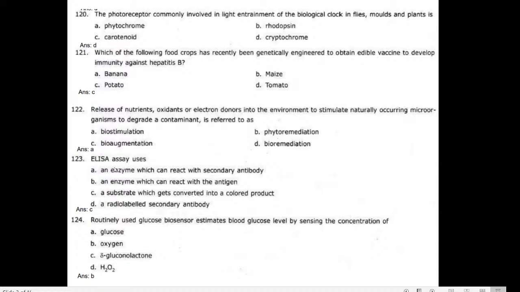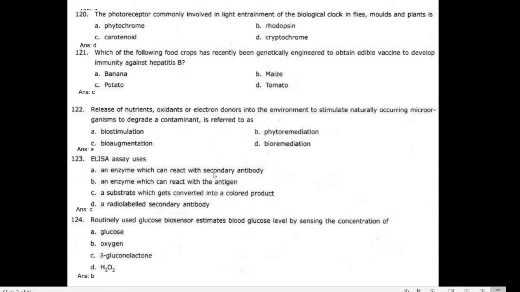Here the confusable answers, because we all know ELISA is fully about the enzyme linked compounds. These enzyme linked compounds have the activity, and here they provide the enzyme which reacts with the secondary antibody.